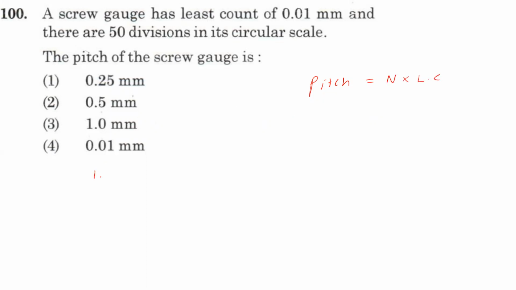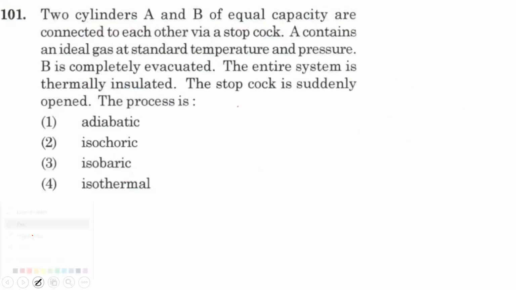Here the number of circular scale divisions given is 50 and the least count is 0.01 millimeter. By substituting these values, N is 50 and the least count is 0.01 millimeter. Multiplying 50 into 0.01, we get 0.5 millimeter. So the second option is correct for the 100th question. Now we are going to discuss the 101st question.